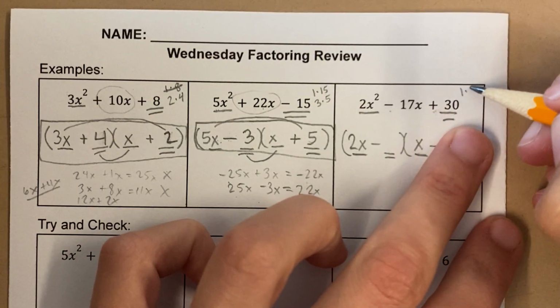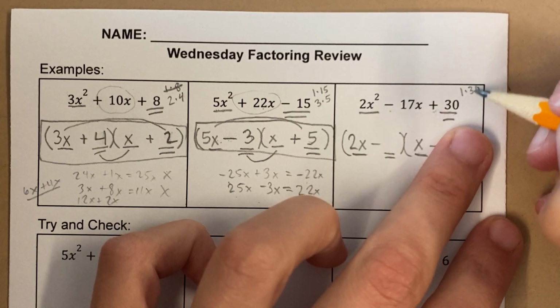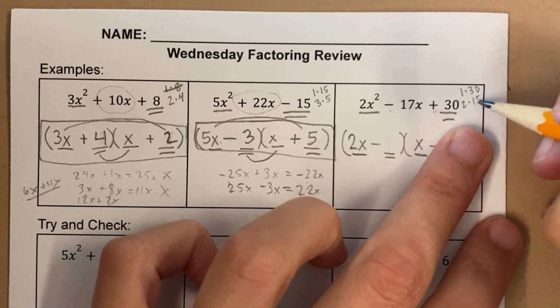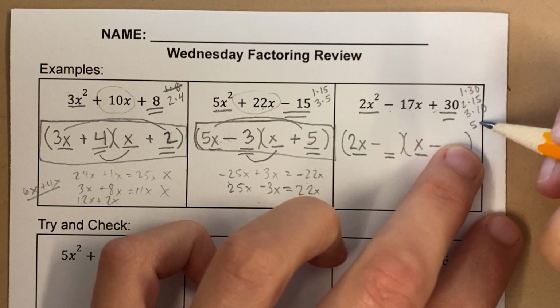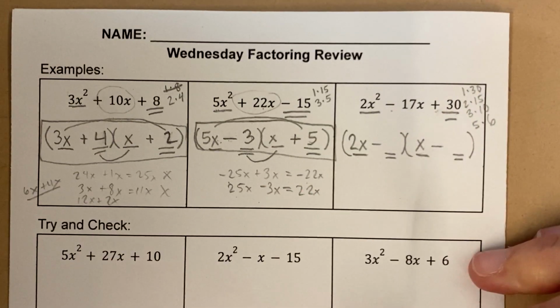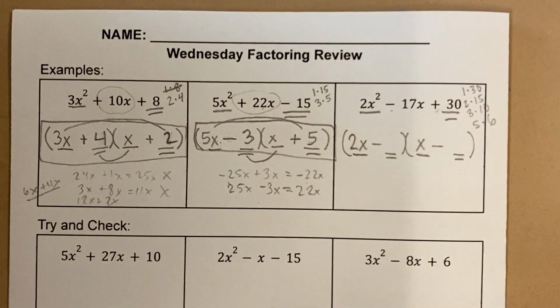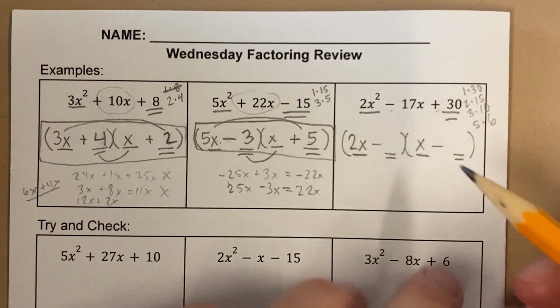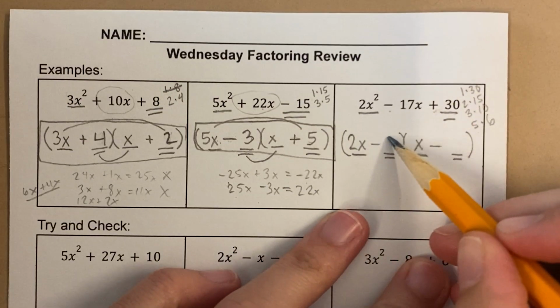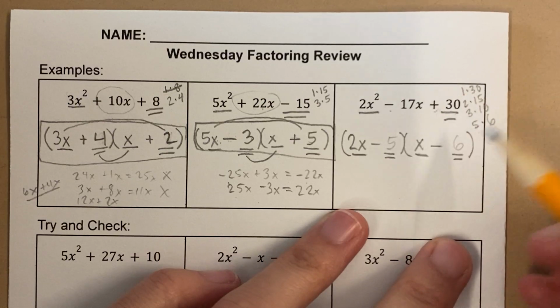This could be 1 times 30, could be 2 times 15, could be 3 times 10, could even be 5 times 6. So this is a lot of possibilities. What I need to do is just be organized so at least I don't end up trying things multiple times. All right, so let's just try them one by one. Let's start with 5 and 6. I'm going to do 5 here and 6 here.